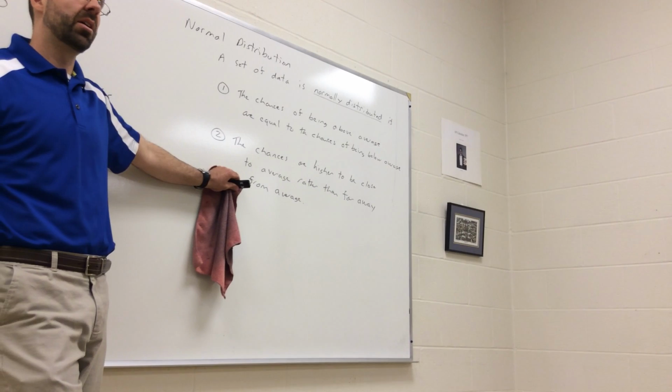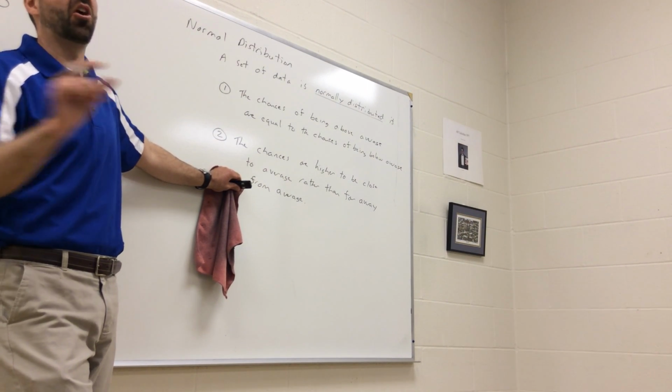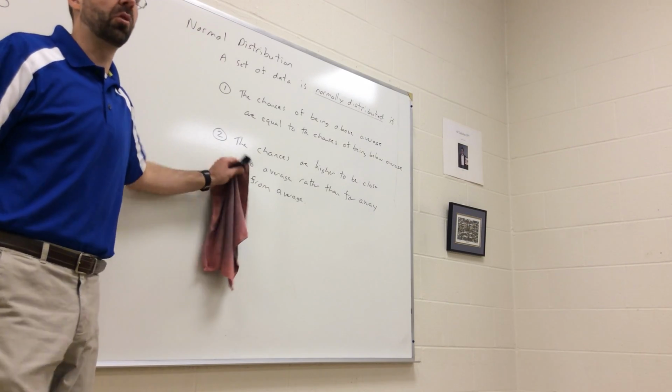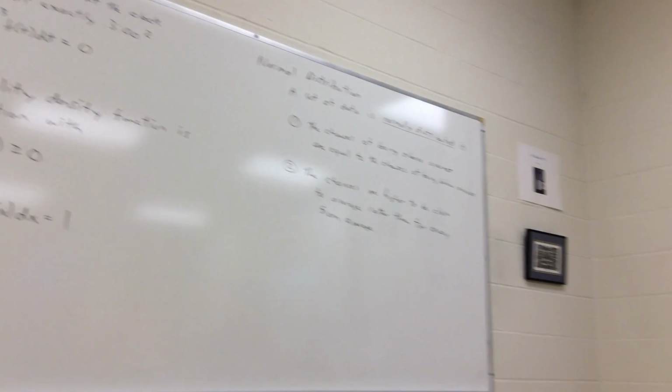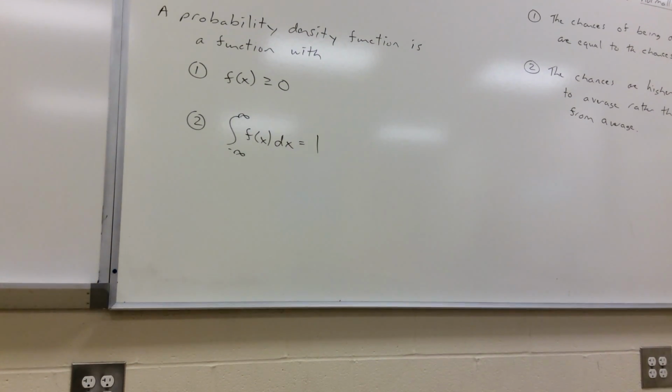I'm not sure I said that the best way, but what I'm trying to say is that more people are close to average than are far away from average. Or more of the data is close to average than far away from average. Doesn't have to be people that you're taking the data on. Okay, so let me draw you a curve that might fit these requirements.